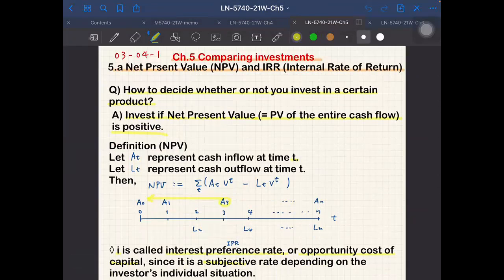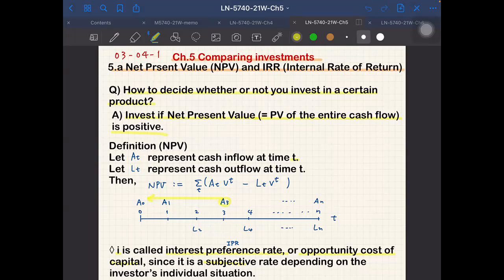Hi, now a review of chapter 5. So chapter 5 basically covers several different topics. The first one is the net present value and internal rate of return. Net present value is the tool to decide whether or not the project is worthwhile to invest in.